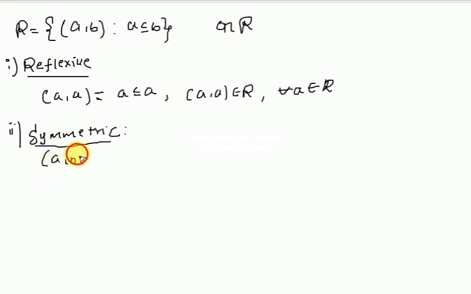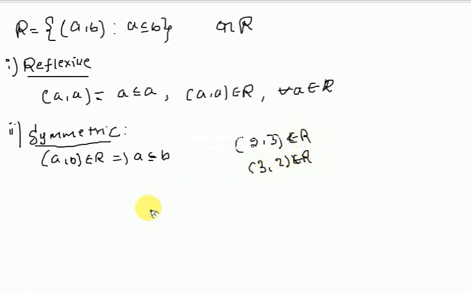Whether it is symmetric, we can consider (a, b) belongs to R. This implies a ≤ b, but not necessarily b ≤ a. Here you can give a counterexample also, because (2, 3) belongs to R, but (3, 2) does not belong to R, hence it is not symmetric. Or else, a ≤ b, but not necessarily b ≤ a, hence it is not symmetric.